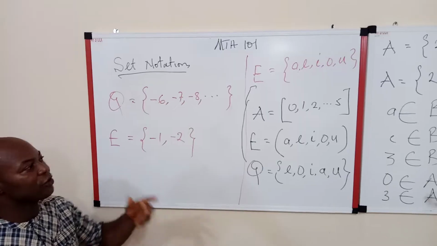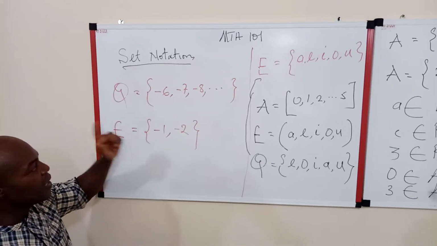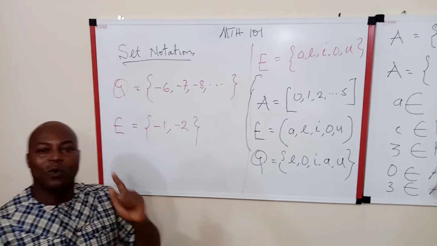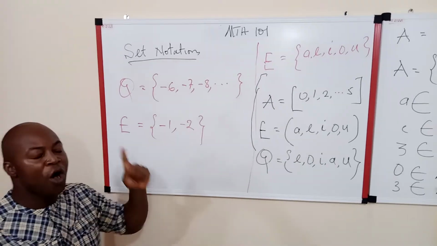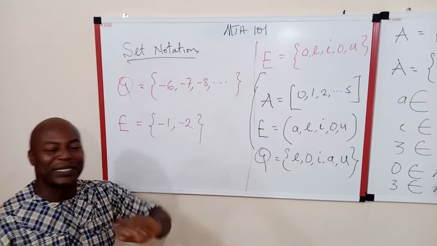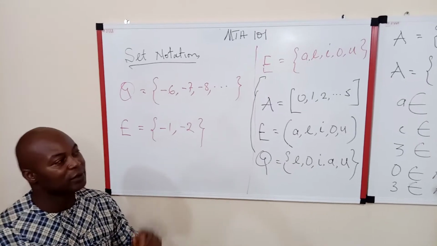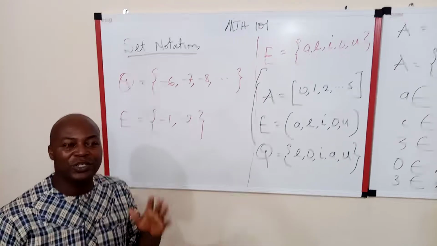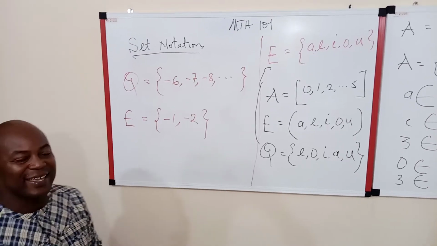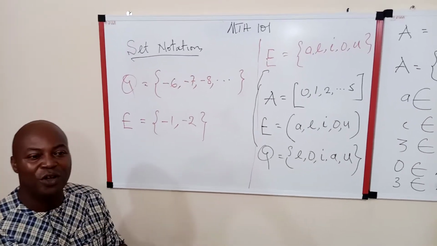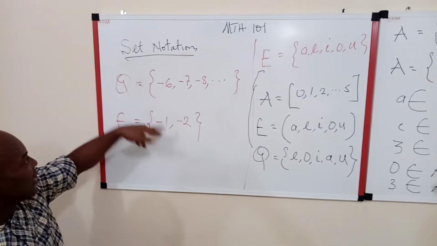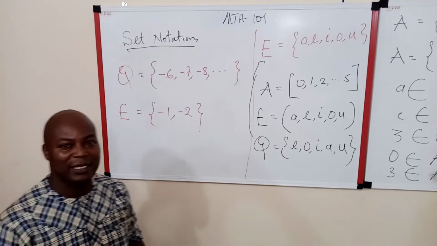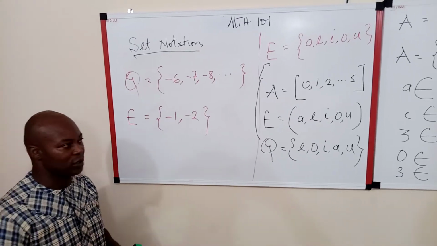We have also said that in a particular collection, all the elements must be well defined. No element is expected to be repeated more than once. And our presentations should not be vague. So with this, I believe we are in order as far as set notation is concerned.